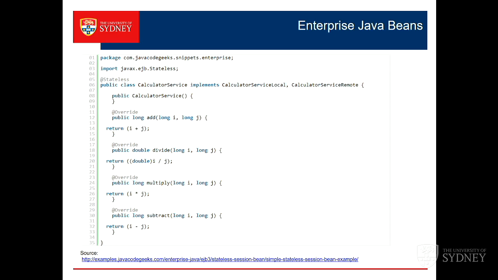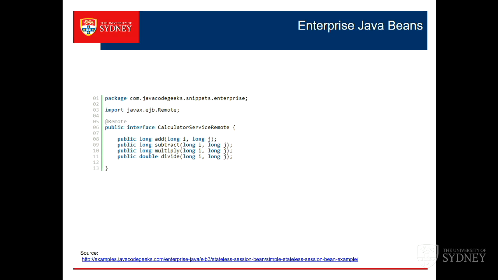So anything interesting in here, we've got the magic word stateless up there. So this is a stateless bean. We've got class calculator service. It's implementing those two interfaces, defining the sets of methods that are supported by this. We've got calculator service, add, divide, multiply, subtract. They're all pretty obvious. That's interface definition, those 4 numeric operations.